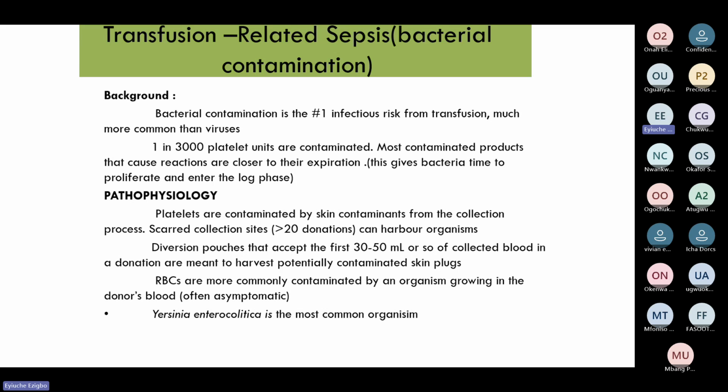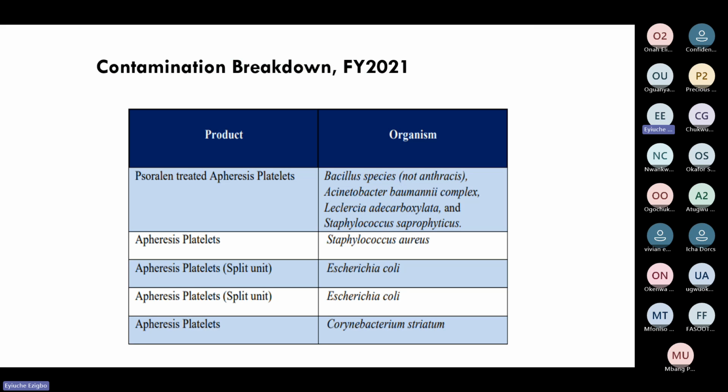Red blood cells are more commonly contaminated by an organism growing in the donor's blood, often asymptomatic. At the time of screening the donor, we may not be able to detect it because at that time the donor is asymptomatic. The most common organism is Yersinia enterocolitica. It is the most common organism that contaminates blood products.